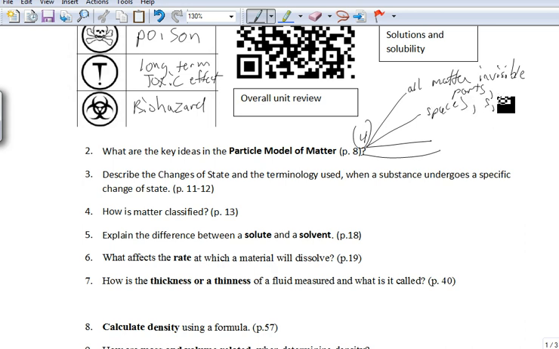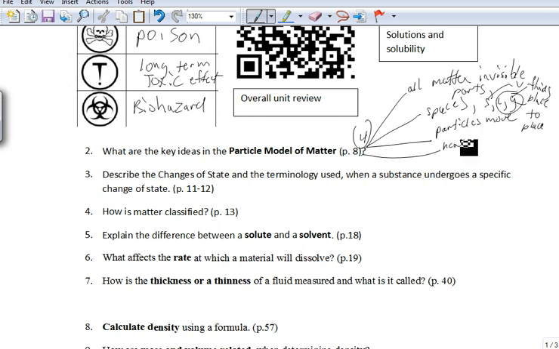So solids, liquids, and gases have different spaces. Solids really close, then liquids and gases. Next, particles move. So in solids, they just vibrate. In liquids and gases, they actually go from place to place. In the case of a liquid, less, and then a gas, more, which is why these are called fluids. Liquids and gases are fluids.